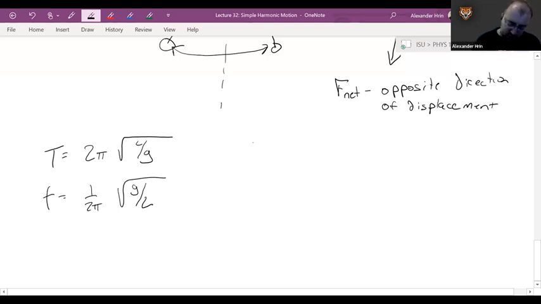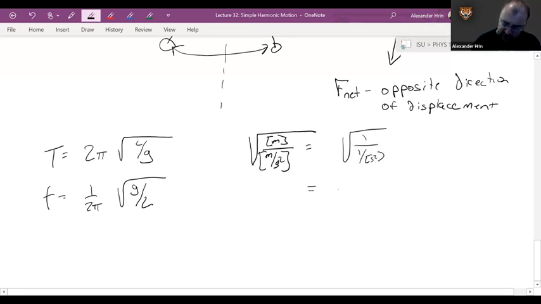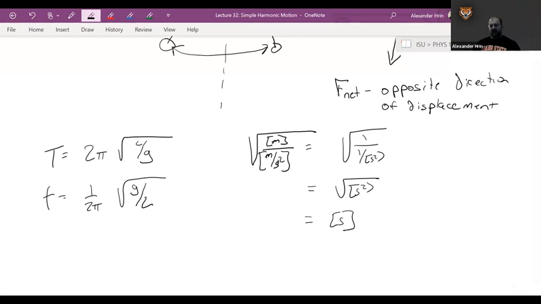And you can do a similar sort of unit analysis. Length has units of meters. Gravity has units of meters per second squared. The meters cancel, and just like before, we end up with 1 over seconds squared, and the square root of seconds squared just has units of seconds. So you can get these formulas by just analyzing the units.